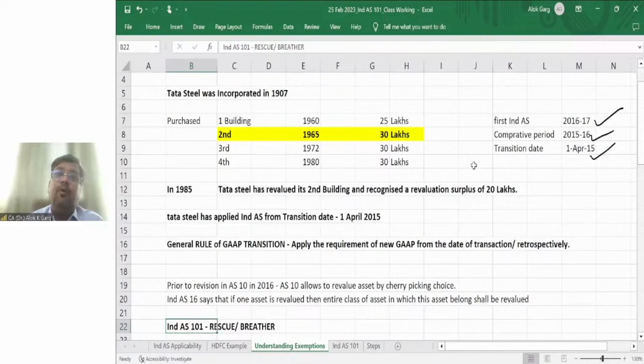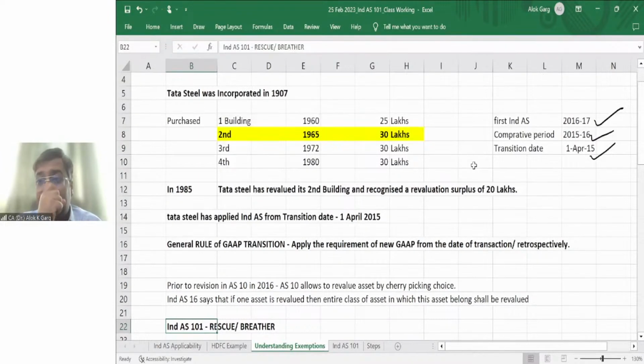But what is the provision of Ind AS 16 today? The provision of Ind AS 16 today is, if you are revaluing any asset, the cherry pick choice is not there. You have to revalue all the assets in that particular class. What does it mean? If you want to revalue any building, you have to revalue all the buildings in the building class, right? Means the revaluation has to be done on a class of asset, not on a single item of an asset. Friends, now you tell me.